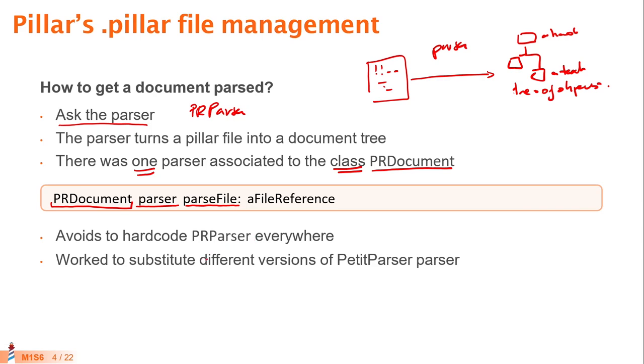This approach worked when we wanted to substitute different versions of the parsers to check if they are more robust or have different properties like speed. This was nice because we had only one single place to change. Now the problem is that if we want to have another format, it does not work anymore.